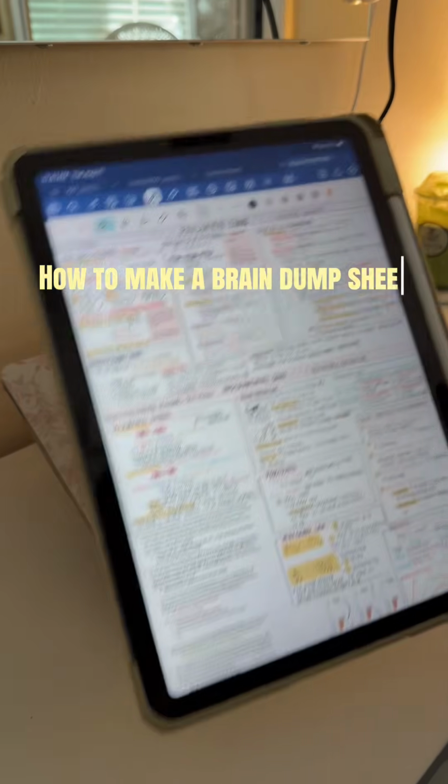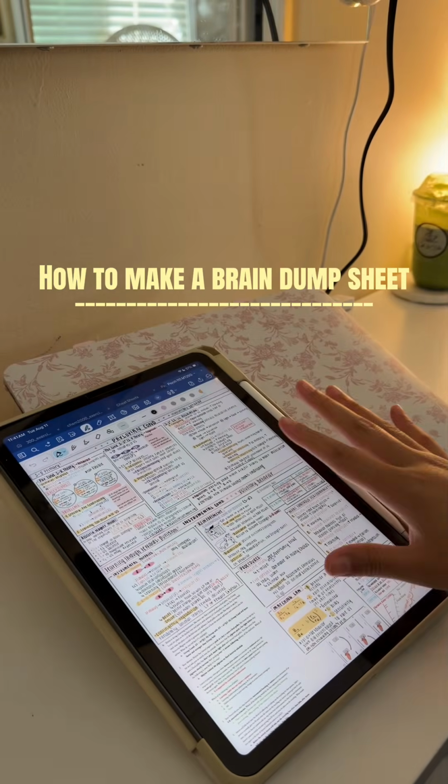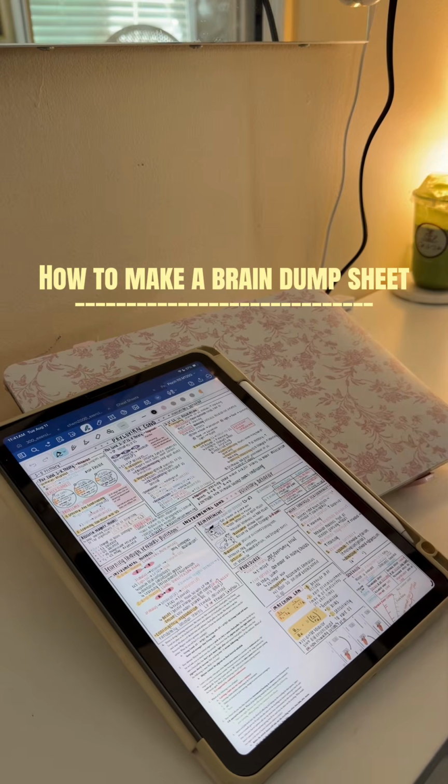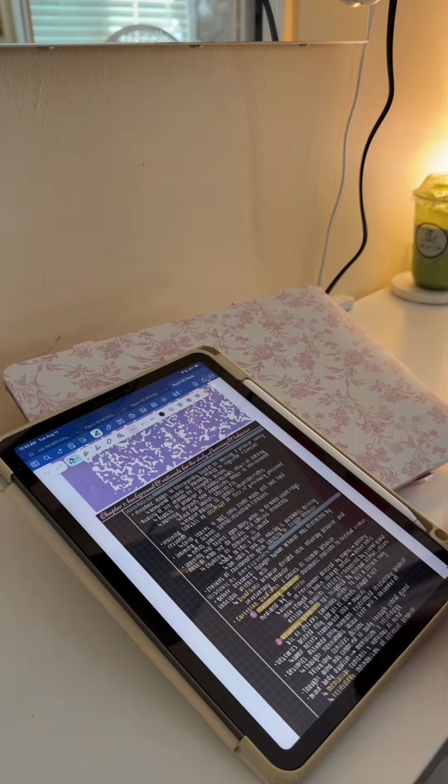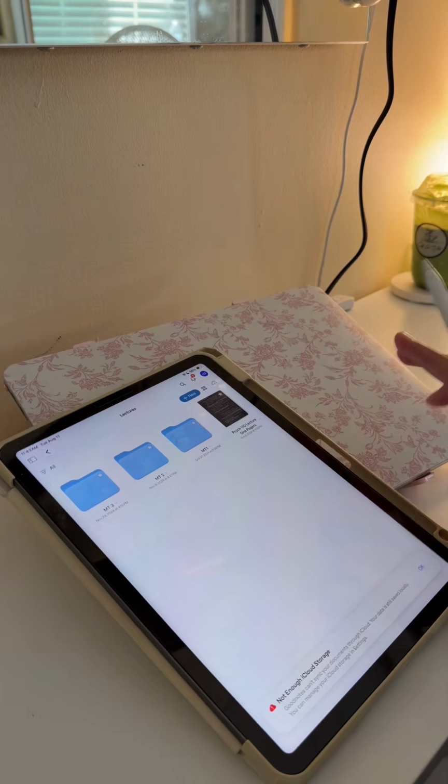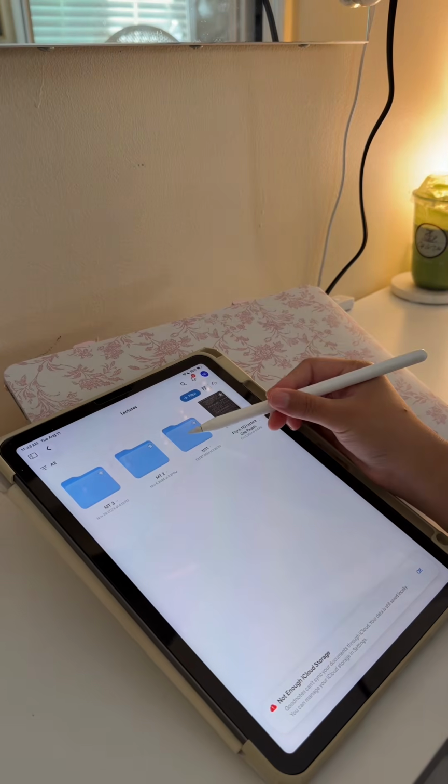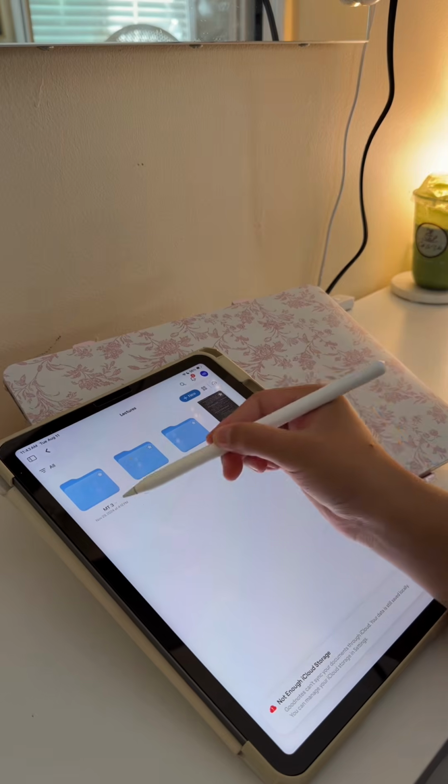This is how I fit my entire exam all in one sheet of paper, and no, I am not just rewriting my notes. Starting off, I use GoodNotes to take all of my notes, and I separate all of my lecture slides from midterm 1, midterm 2, and midterm 3.